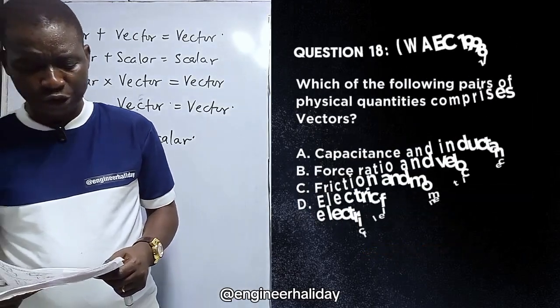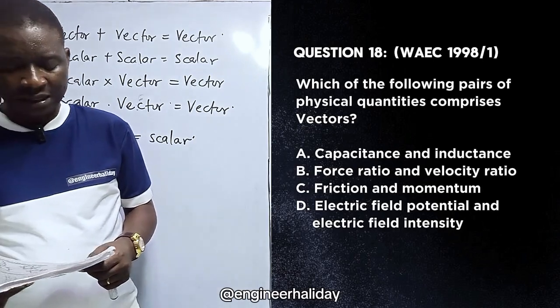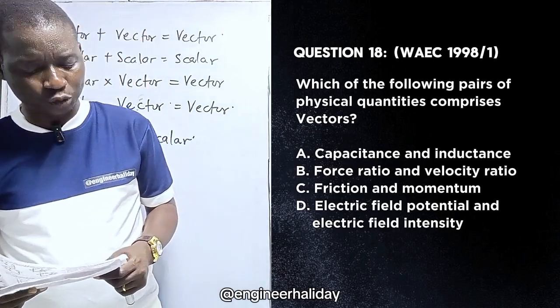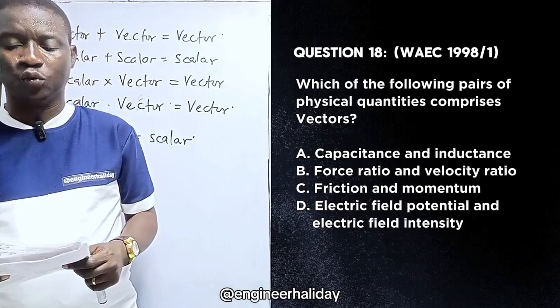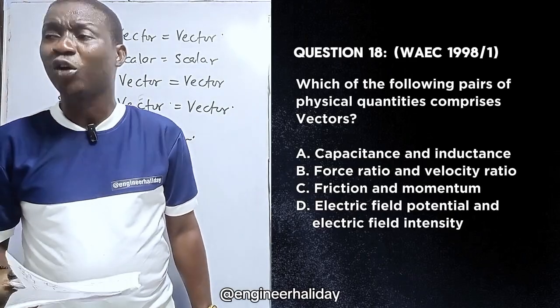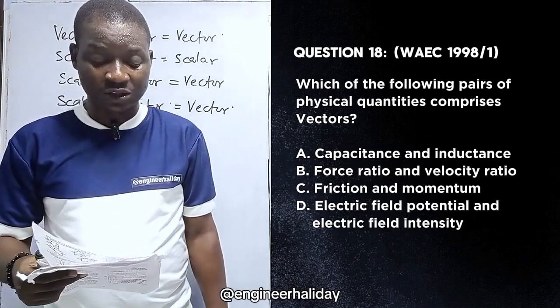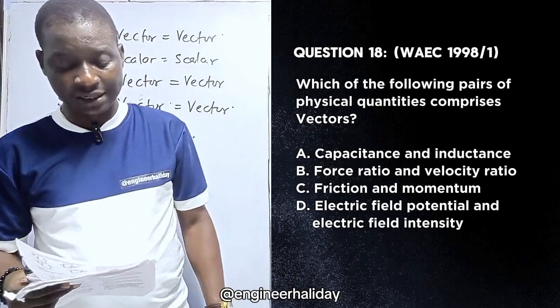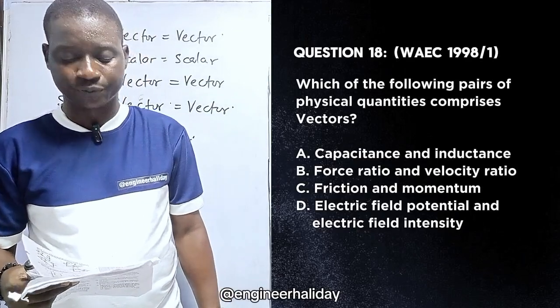Number 18, which of these following pairs of physical quantity comprises vectors? A, capacitors and inductance. Both of them are scalar. Force ratio and velocity ratio, they are all scalars. Force ratio is also called mechanical advantage. Velocity ratio can also be called the distance ratio.